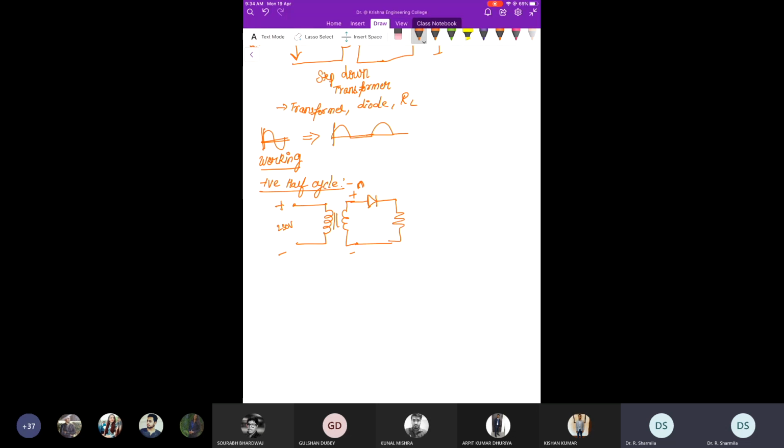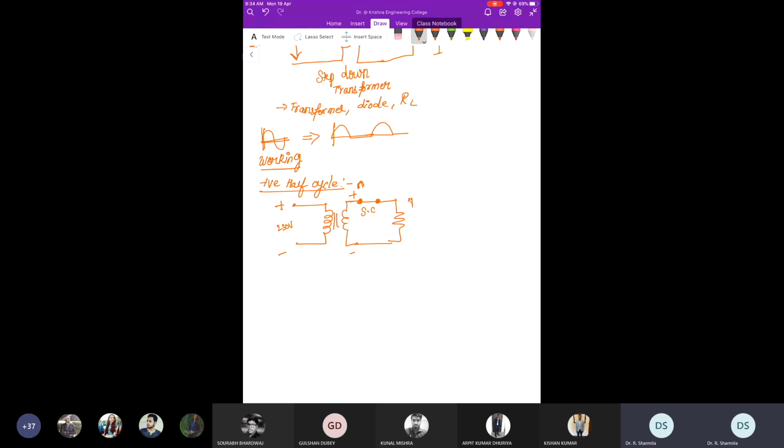So what can I do? I can replace this diode by a short circuit, because if it is forward bias, there is a current flow. If it is forward biasing, it is short circuited. So the diode is a short circuit, so there will be a current flow in the circuit.